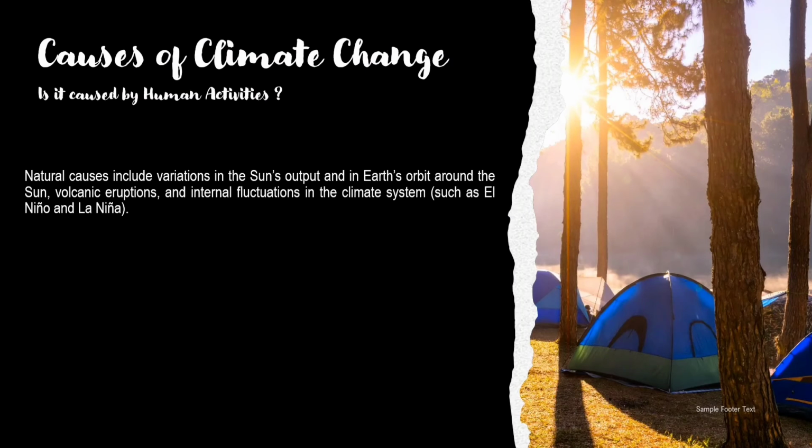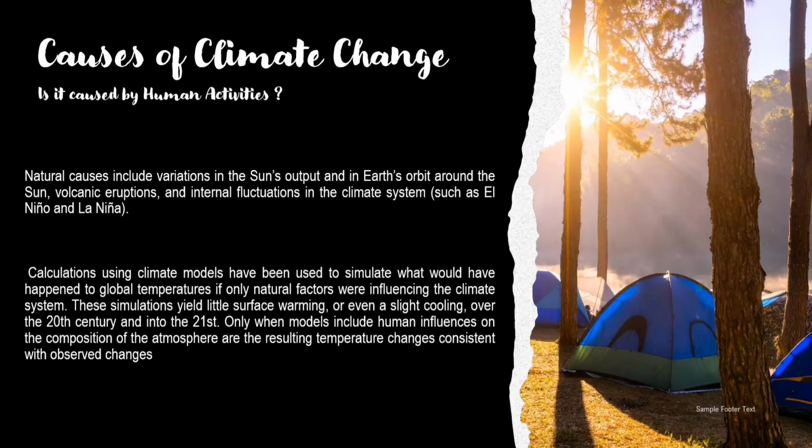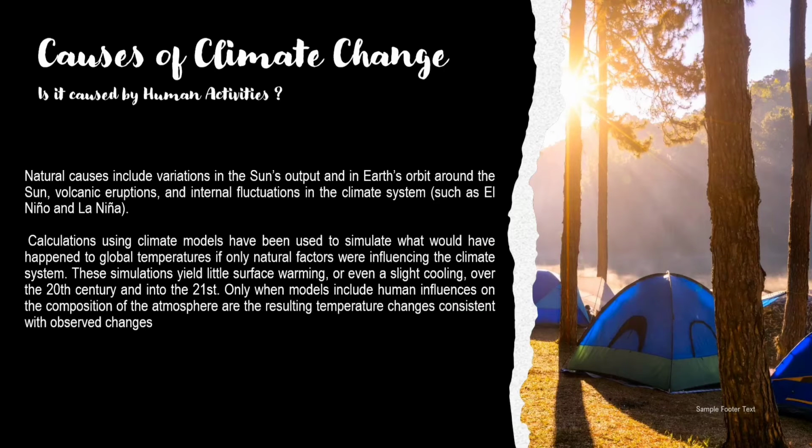Natural causes include variations in the sun's output and in Earth's orbit around the sun, volcanic eruptions, and internal fluctuations in the climate system, such as El Niño and La Niña. Calculations using climate models have been used to simulate what would have happened to global temperatures if only natural factors were influencing the climate system.